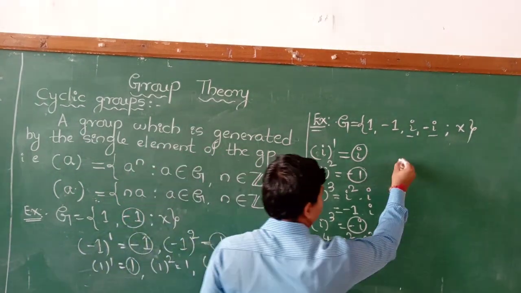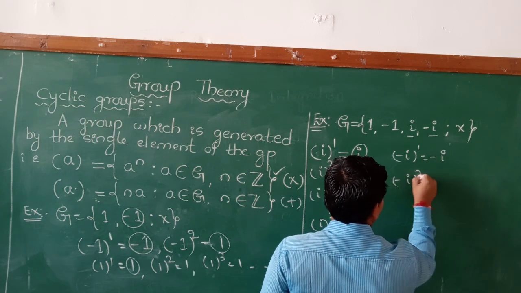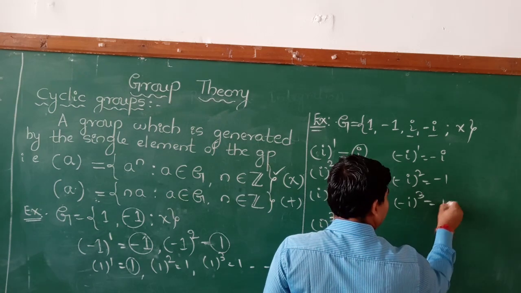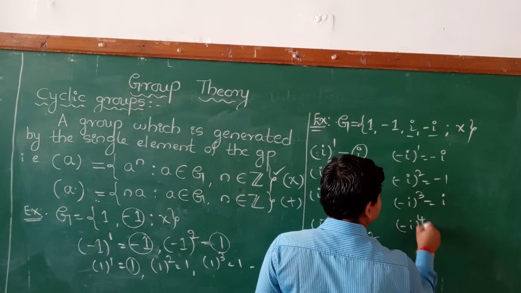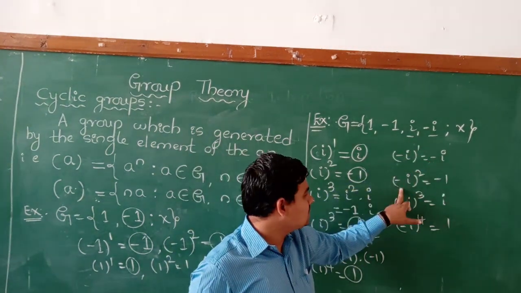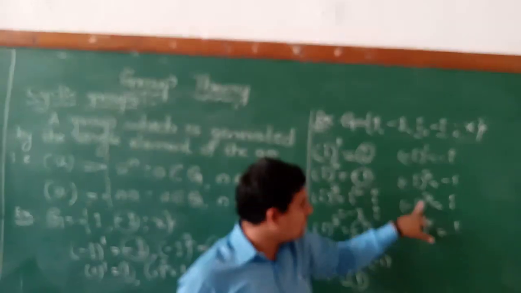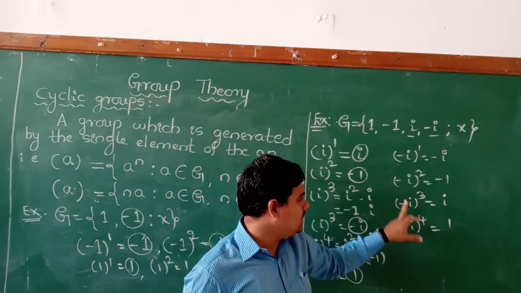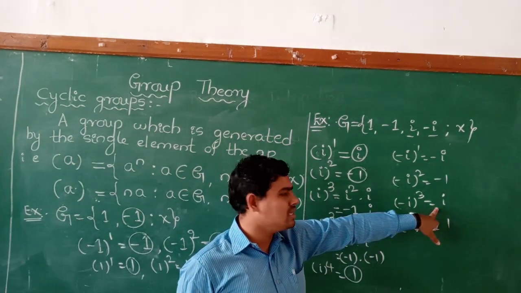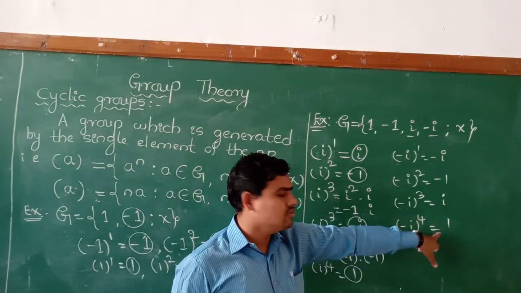See here what happens. Minus i raised to 1 is minus i. Minus i raised to 2 is minus 1. Minus i raised to 3 is i. And minus i raised to 4 is plus 1. Minus i raised to 1 is minus i. Minus i raised to 2 is nothing but i square, and i square value is minus 1. Then minus i raised to 3 is i square into minus i. i square into minus i is minus 1 into minus i, that is plus i. Then minus i raised to 4 is plus 1.